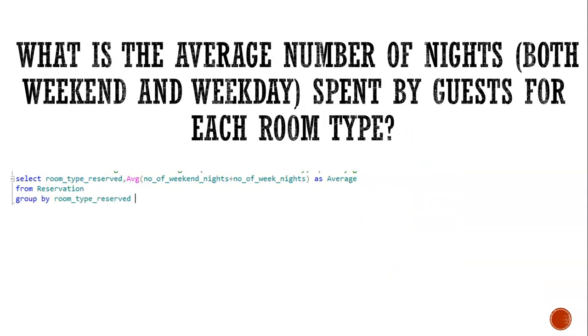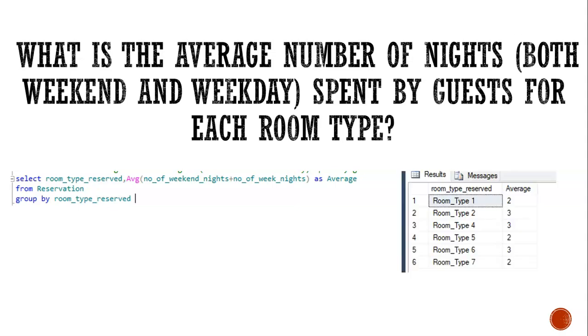What is the average number of nights, both weekend and weekday, spent by guests for each room type? Okay, so for this, since we have to look at each room type, in my group by clause I will add the reserved room type, and since I am looking for both weekend and weekday in my average aggregate function, I will be using the sum of number of weekend nights plus number of weeknights, and this was the result.